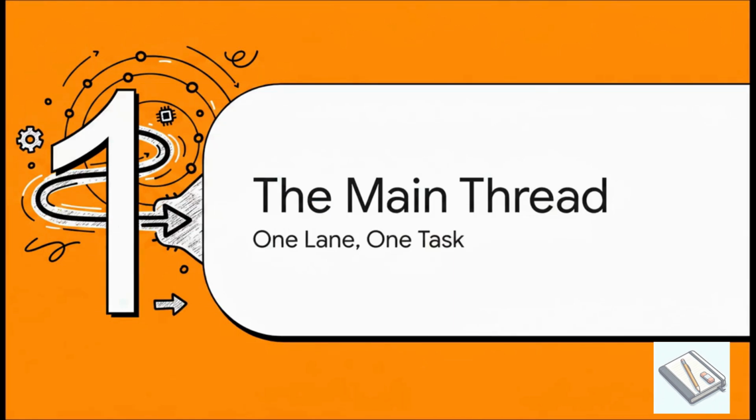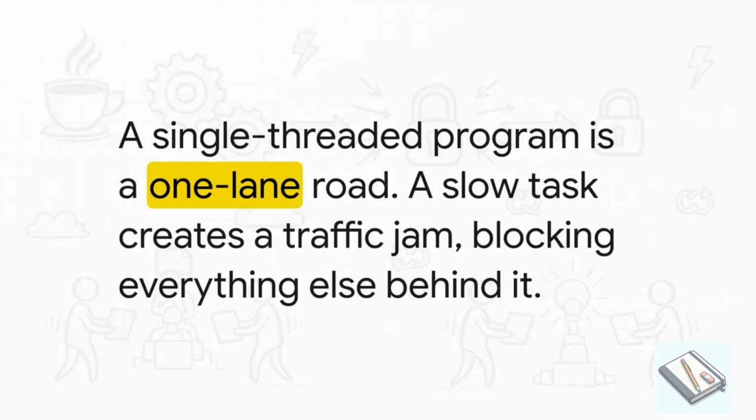So, to get how we solve that freezing problem, we first got to look at how things start out. By default, every single Java program you write runs on what's called the main thread. It's basically a single path that your code follows from the very beginning to the very end. And this one-lane road analogy is perfect, because think about it. If one car, one single task, is slow, what happens? You get a traffic jam. Everything behind it is stuck. Nothing else can happen until that one slow task is finished. For any real-world app, that's a massive, massive bottleneck.